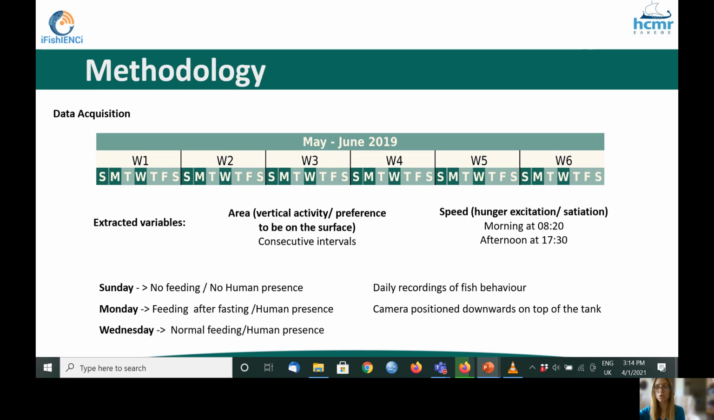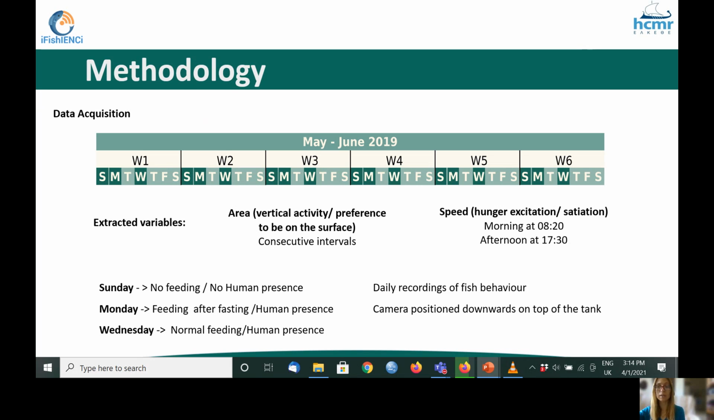The presence on the surface was extracted for consecutive time intervals in a day, and the speed, the other variable, was extracted twice daily, once in the morning at around 8:20 and once in the afternoon at around 5:30.